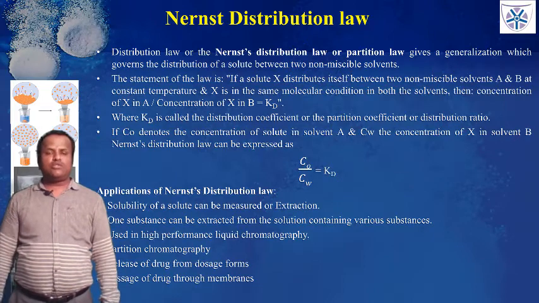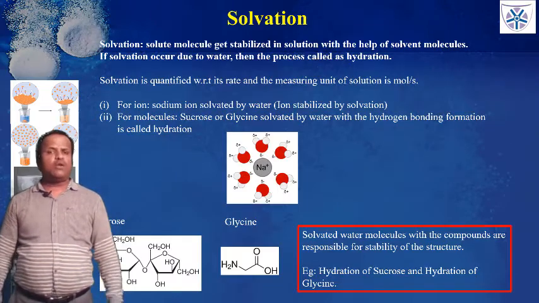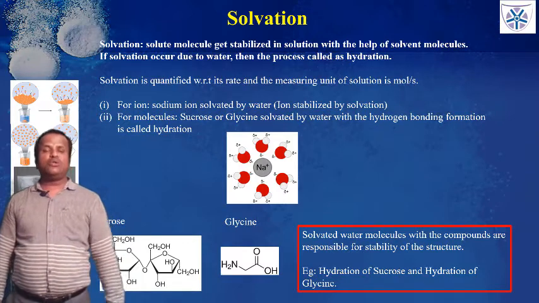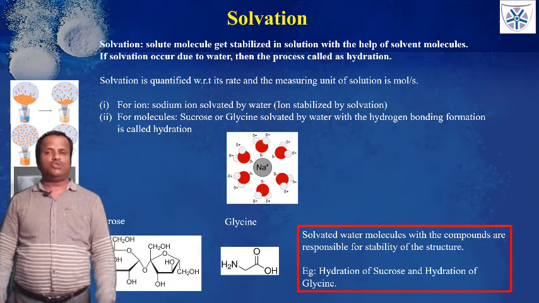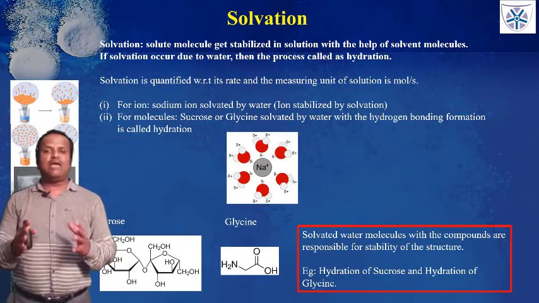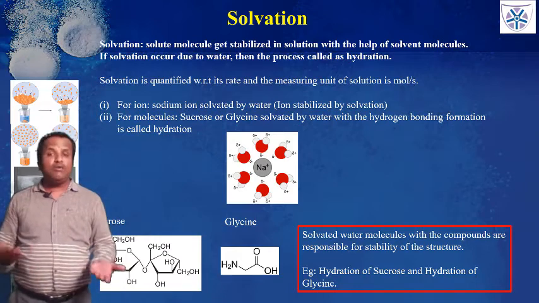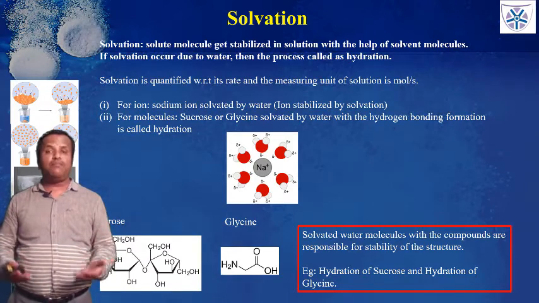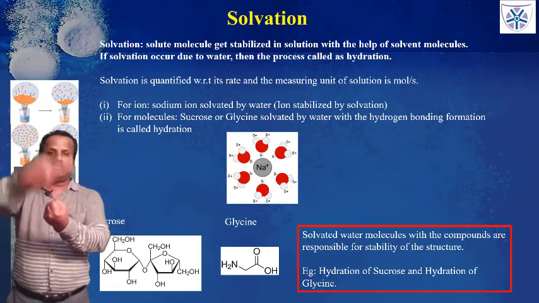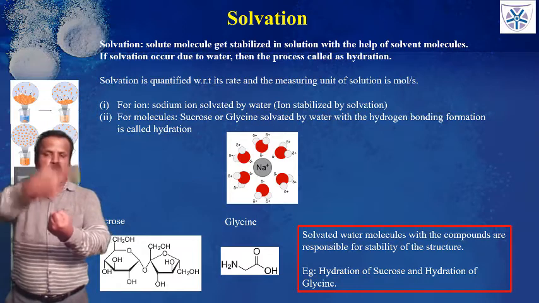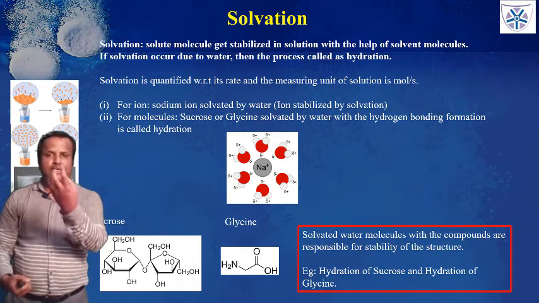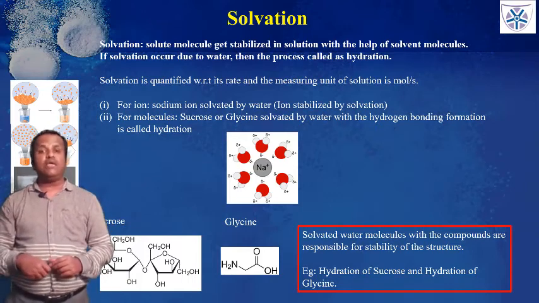The next concept is solvation. What is solvation? Solvation is nothing but a solid molecule getting stabilized in solution. After dissolving in the given solvent, the solid particle needs to be stabilized in solution with the help of solvent molecules. The solid particles are surrounded by solvent molecules, which continuously interact with the solid particles. The solid particles get stabilized though they are dissolved in the given solvent.